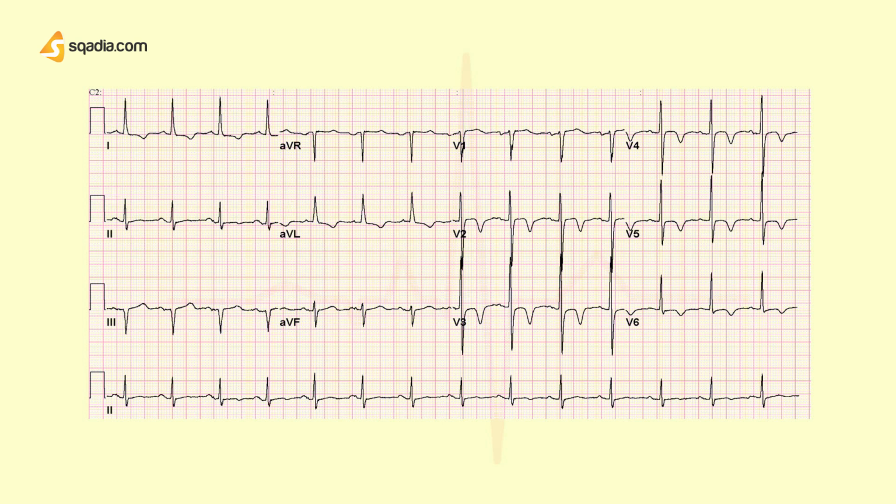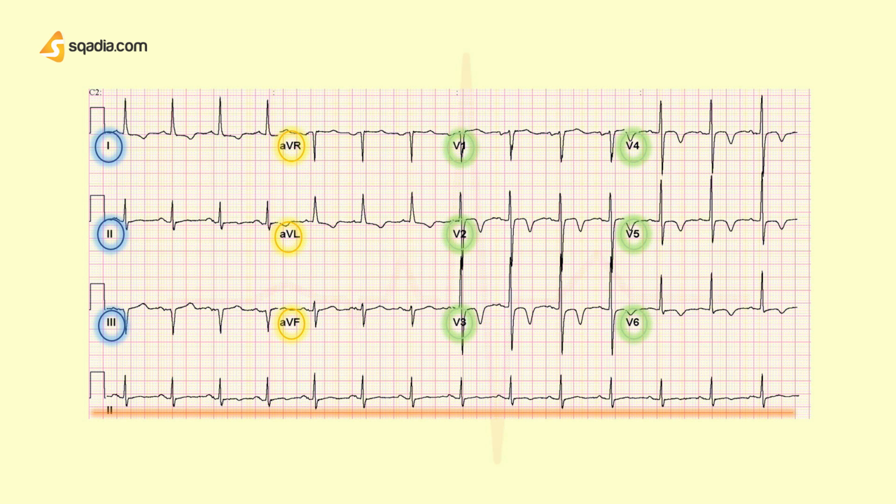So we have leads 1, 2, and 3 on the left side. Then we have the limb leads AVR, AVL, and AVF. And then we have V1, V2, V3, V4, V5, and V6. Now the bottom is usually a rhythm strip, which shows multiple QRS complexes to determine the heart rhythm better.